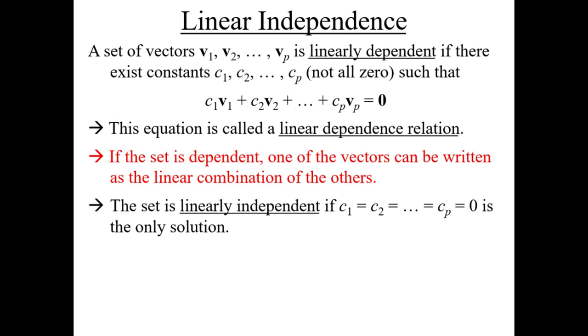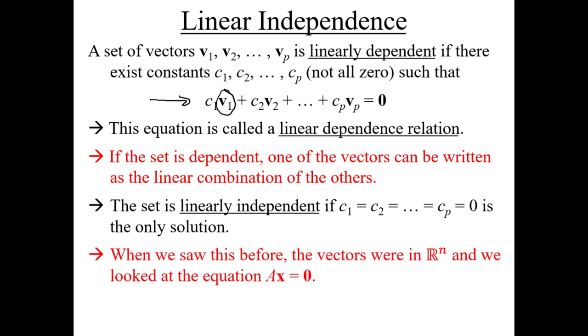Now, some reminders. If a set is dependent, one of the vectors can be written as a linear combination of the others. So if this relation was true, I could solve for, for example, v1. Right? I can solve for that vector. So then v1 would be a linear combination of the others.